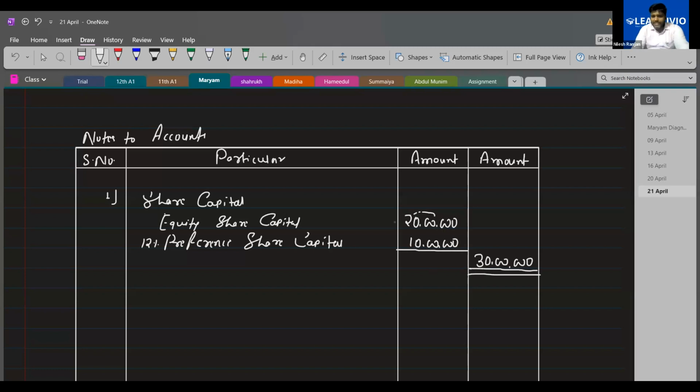Or you can write this as final. Actually, there are only two. You can write this here in the final amount column, because after this we have to close this.